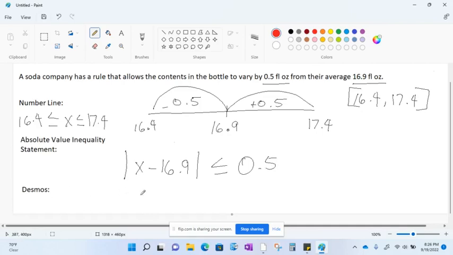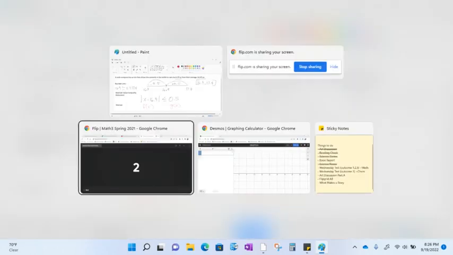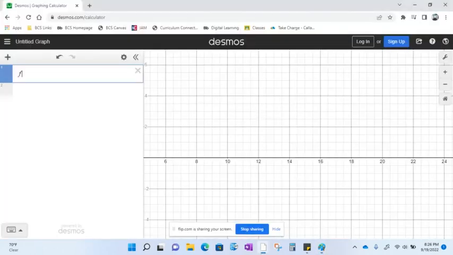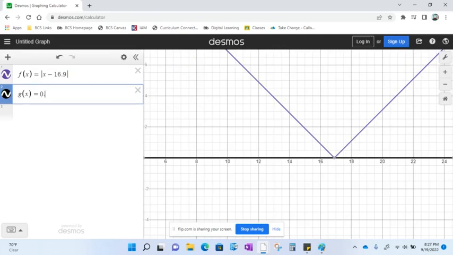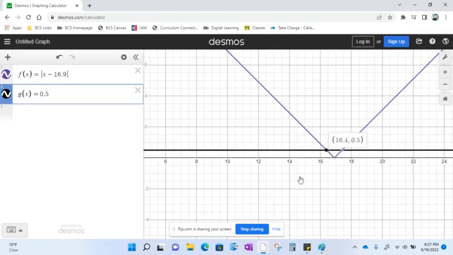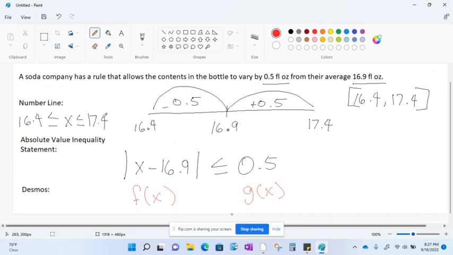When we're going to put this in decimals, we have to give them a name. So the first one would be f of x, and the second one I'm going to name g of x. When we put this into decimals, it would look something like this. F of x is equal to the absolute value of x minus 16.9, and then we would put g of x is equal to 0.5. And here we see where they intersect. They intersect at 16.4 and 17.4, which, if you recall, are the same numbers that we put our domain at.